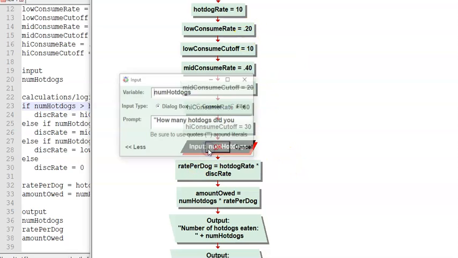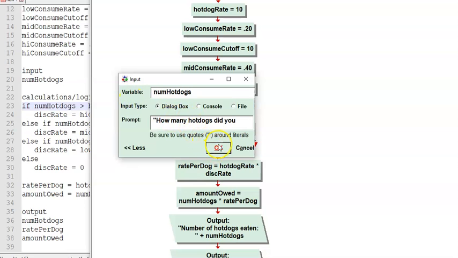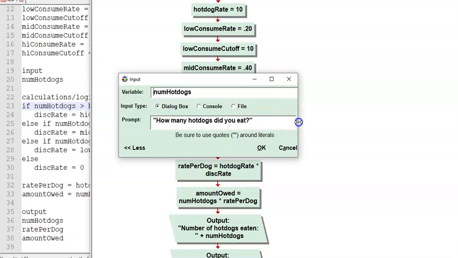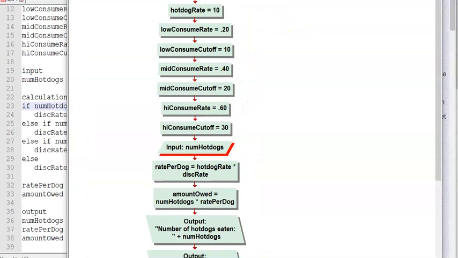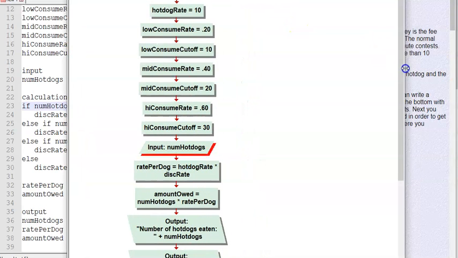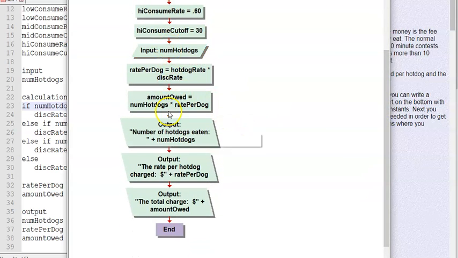Then we had this one input. And again, when you do input, you want to make sure that you hit the more and you put in your question. And the question has to start in quotes. And then we have, let me move this over a little bit. Right, and then we have all our outputs. So you should be doing it the same way.